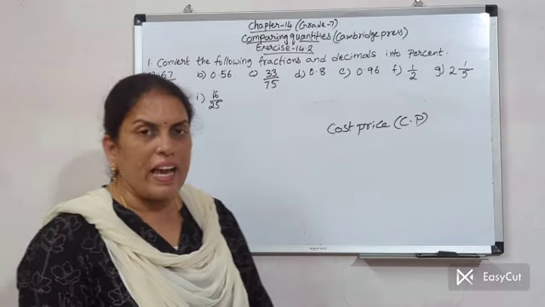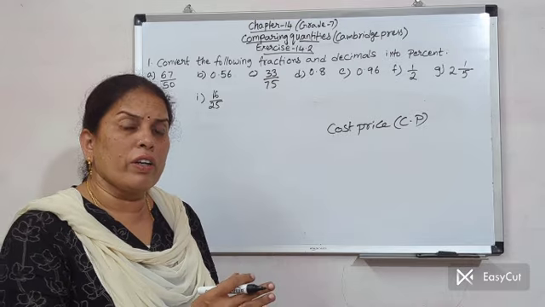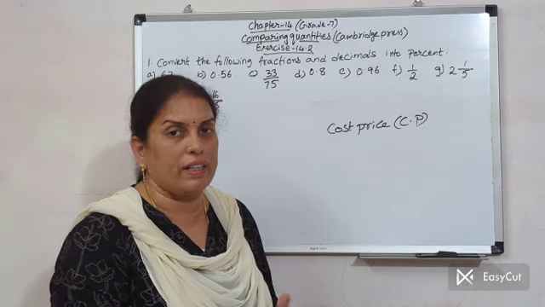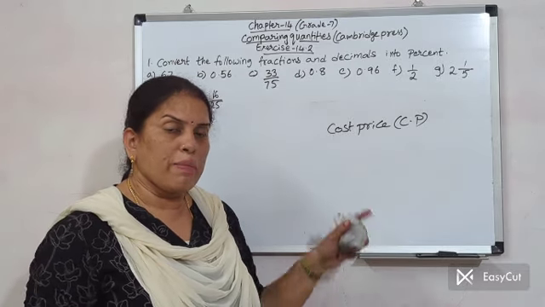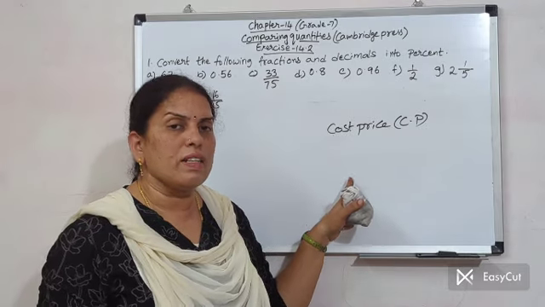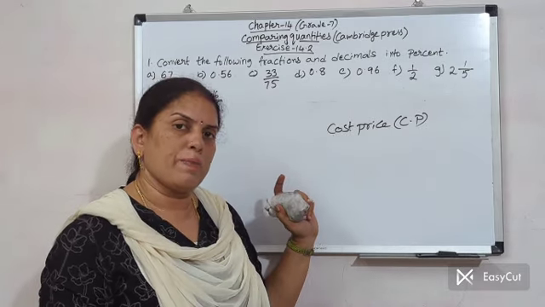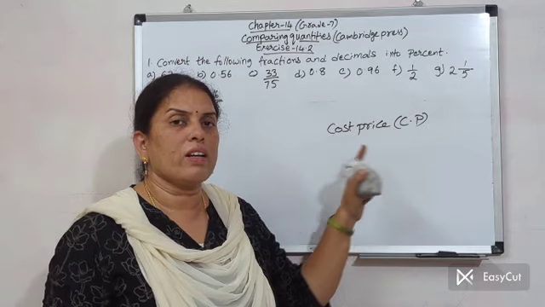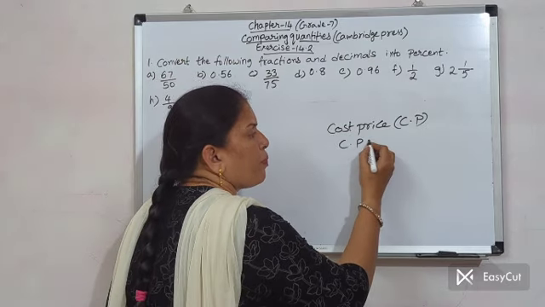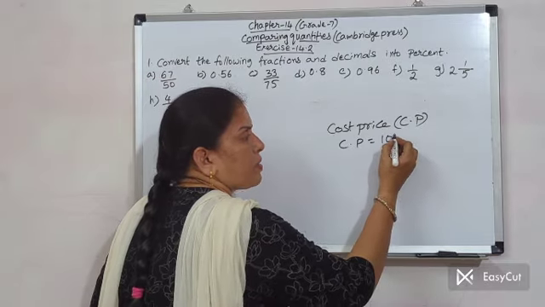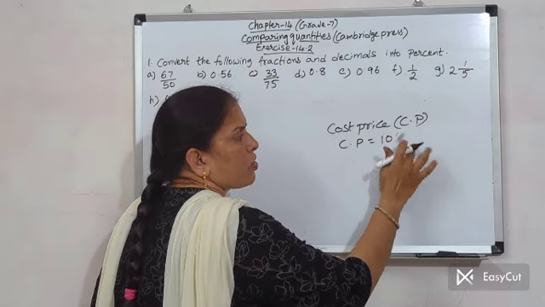If you purchase any item, the amount we used to buy it is called cost price. For example, cost of pencil is equal to 10 rupees. How much did I spend on that item? 10 rupees I spent. So what is the cost price here? Cost price is equal to 10 rupees, denoted by the letters CP. Okay, all of you understood?